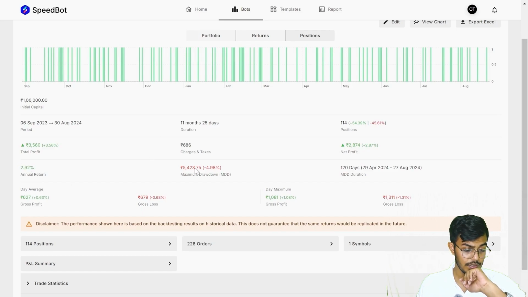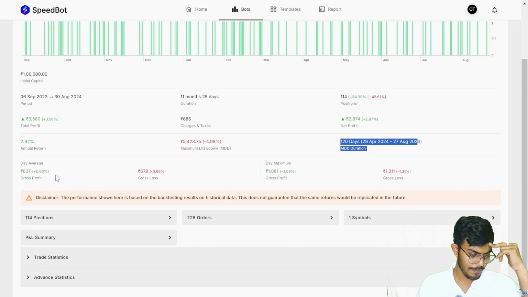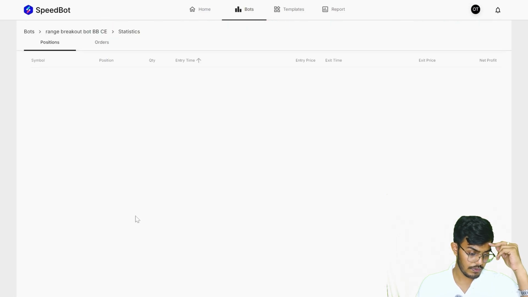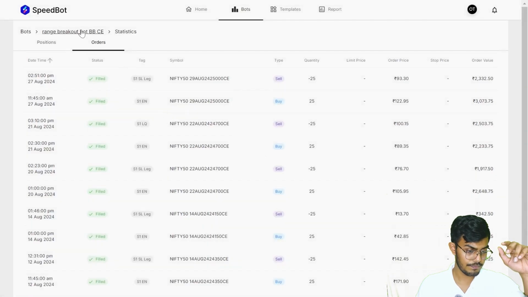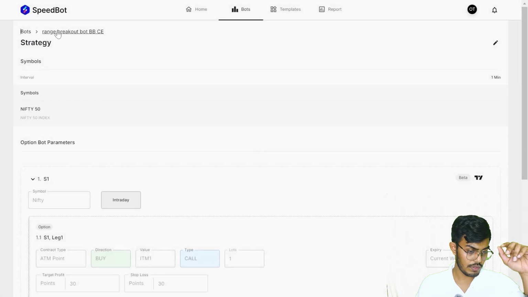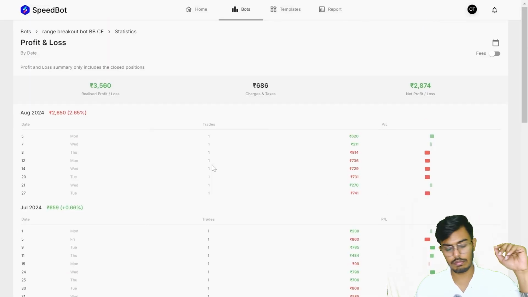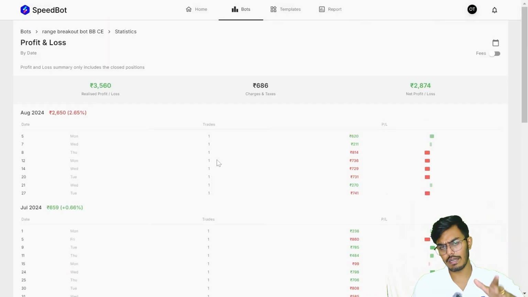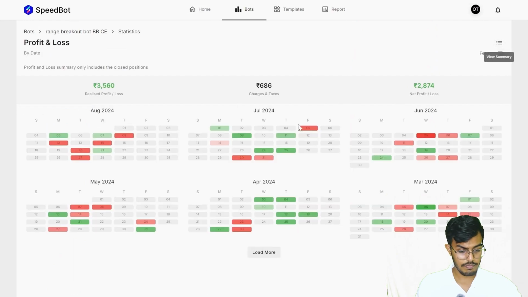Apart from that, the annualized returns, the maximum drawdown, the drawdown days it took to get out of the drawdown, the average profit and loss per day, maximum profit and loss, the positions like this. You'll be able to get the order book as well. Let me just go over here. The P&L summary. So month on month, day on day basis, if I were to understand and analyze how my strategy is performing, I'll be able to get it over here. I can switch over to the calendar view as well.